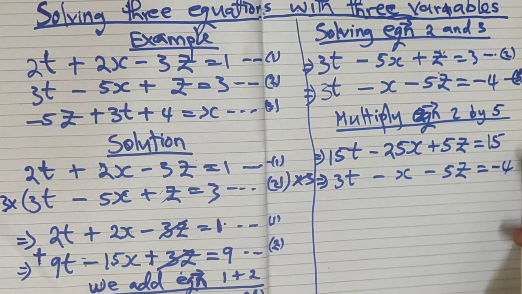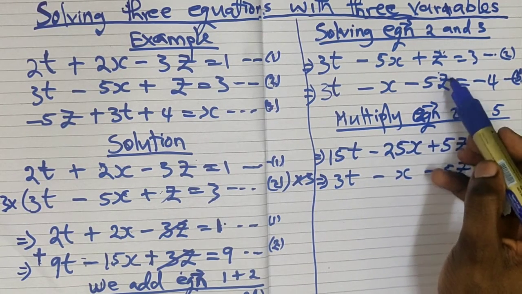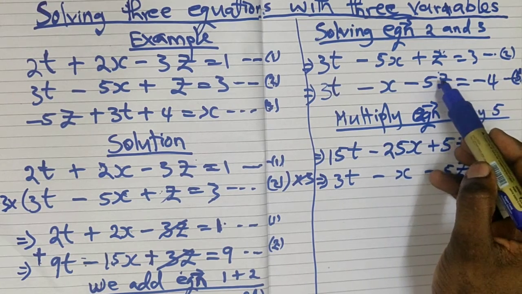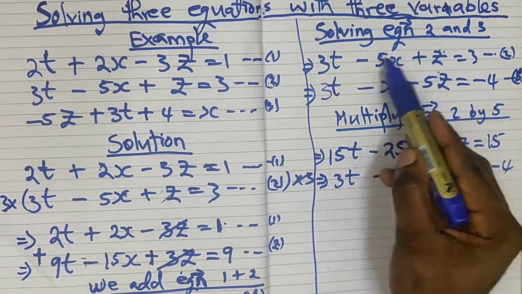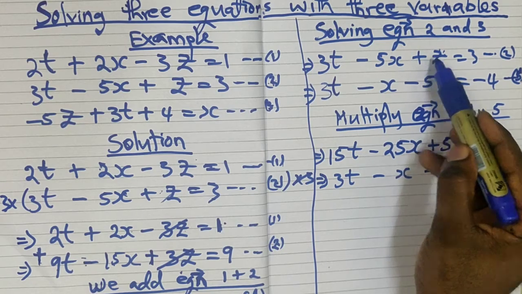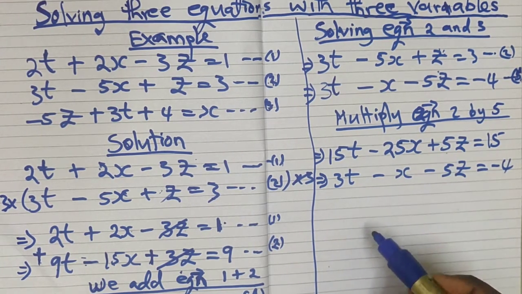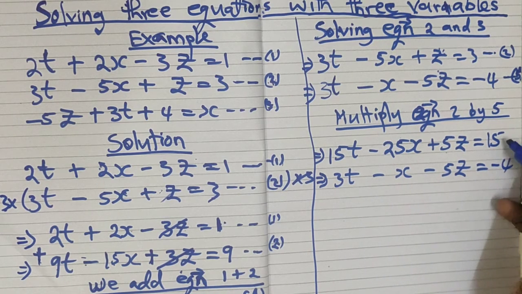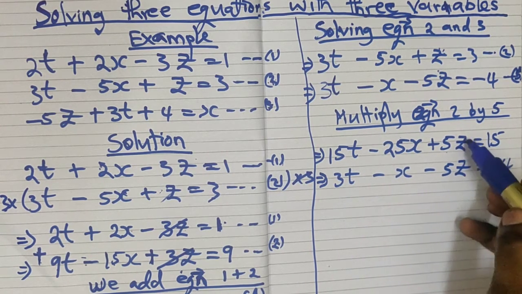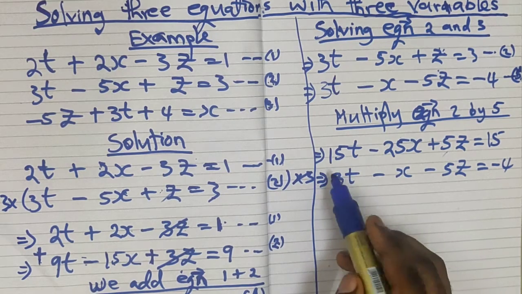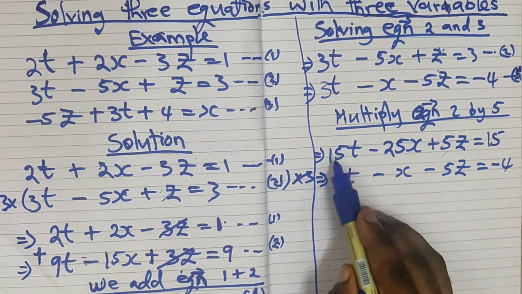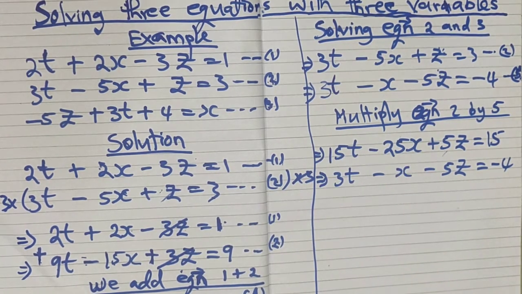Why we are multiplying this equation 2 by 5 is because we want to eliminate one of the variables. So here we are eliminating the variable z because it's easier to eliminate this one. So if we multiply this will become, as you can see here, 5z. So this and this can cancel out. If we add this equation 2 and 3, this one will become 0. We are going to be left with what? Two variables, the variable t and x.